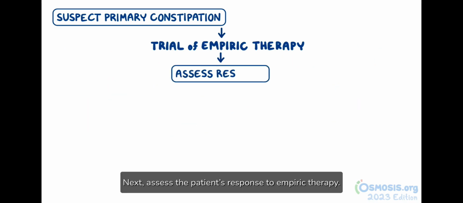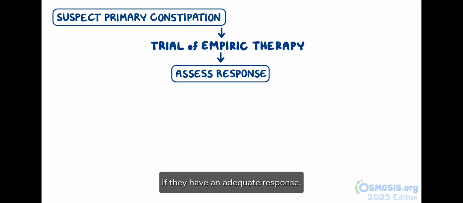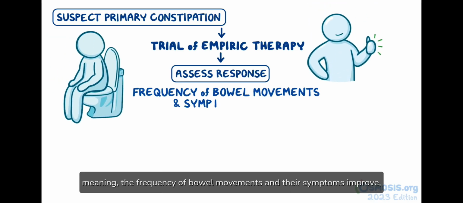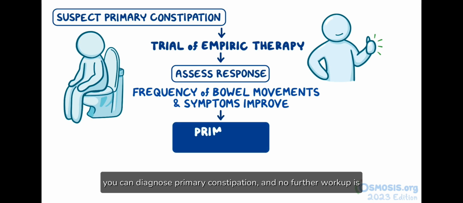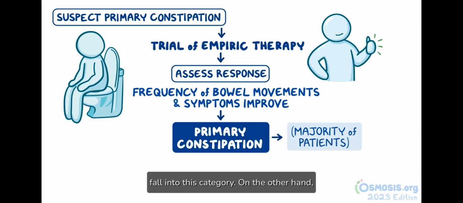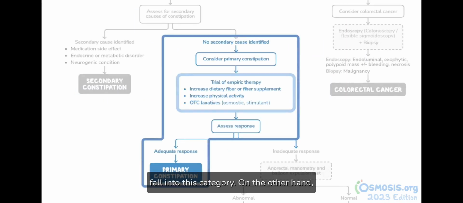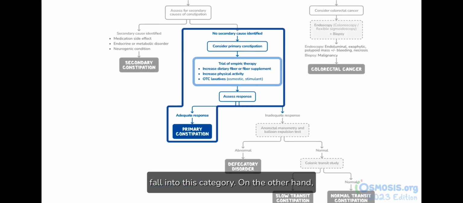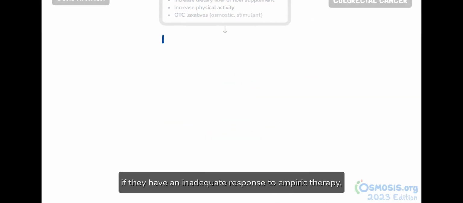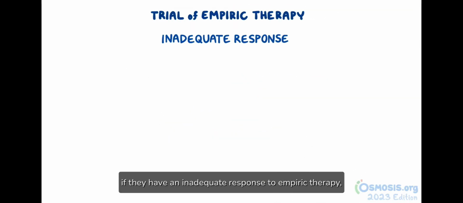Next, assess the patient's response to empiric therapy. If they have an adequate response, meaning the frequency of bowel movements and their symptoms improve, you can diagnose primary constipation and no further workup is needed. Note that a majority of your patients will likely fall into this category. On the other hand, if they have an inadequate response to empiric therapy, then you should proceed with additional testing.